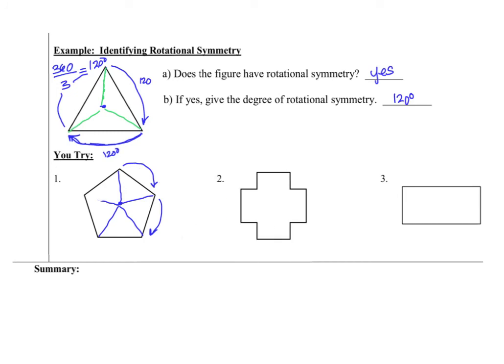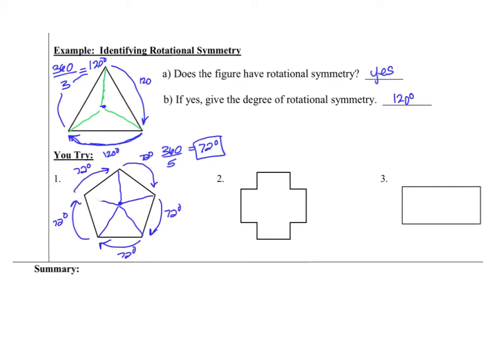So how do I figure out the degree of rotational symmetry? All you have to do is 360 divided by how many vertices there are. So 1, 2, 3, 4, 5. So 360 divided by 5, that's going to give me 72 degrees. So each turn will be 72 degrees, and that will map the figure onto itself each time it's rotated.